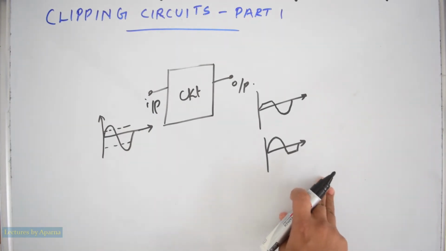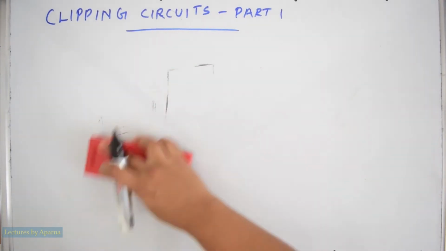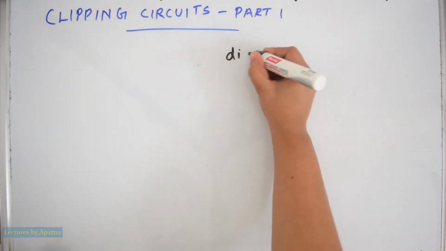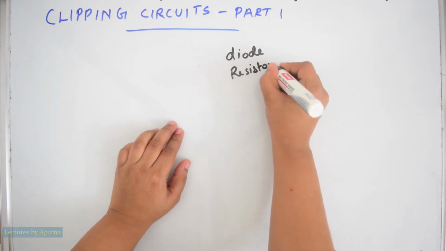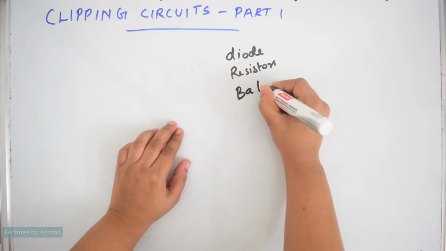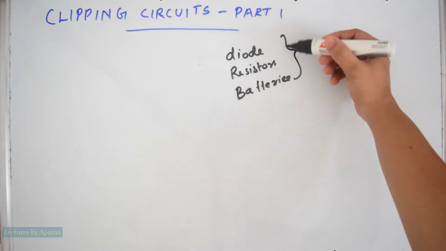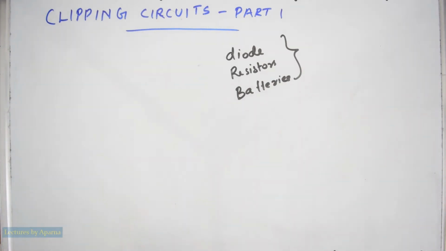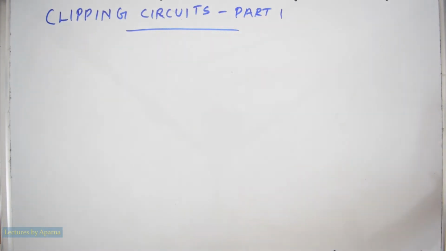So let's see what elements come in a clipping circuit. For performing this function, we need a diode. Diodes will be used, resistors will be used, and batteries will also be used. Different combinations of these will perform clipping in different ways. Now, going into the detail, I have to say something about diodes.